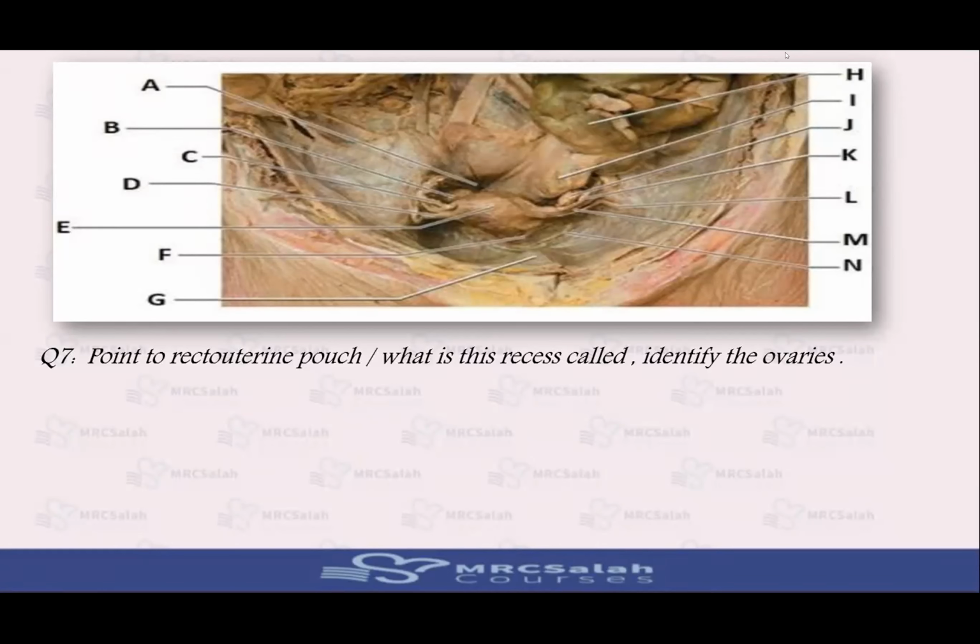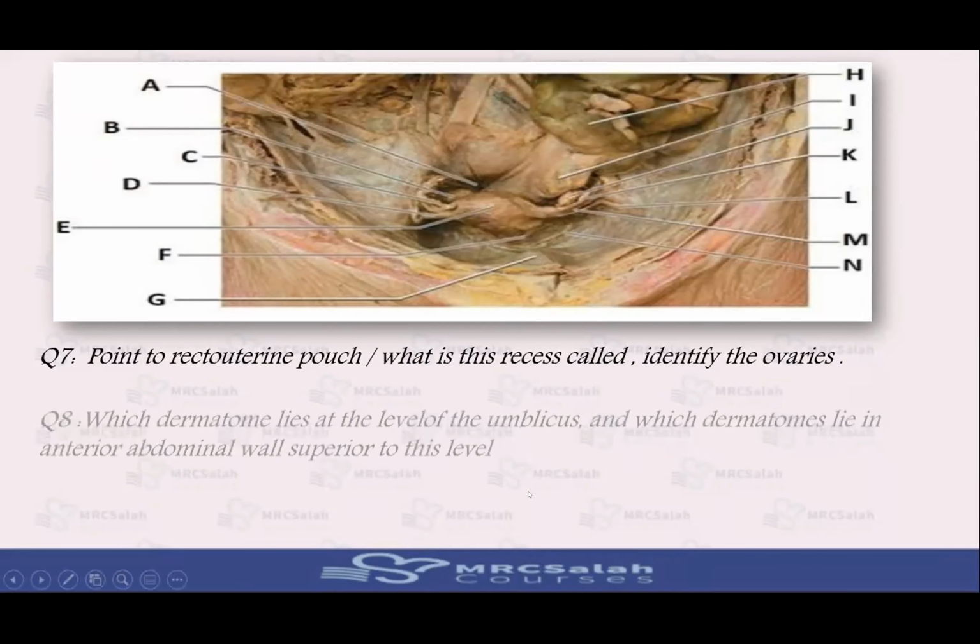Yes, number B, and you already said number A is the other one. Number A is the pouch. Number B is the ovaries. And number L is L, right? J on the other side. Yes, J on the other side. That's true. Okay, next question.